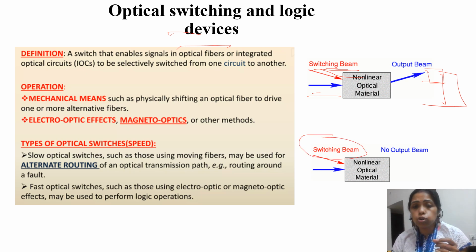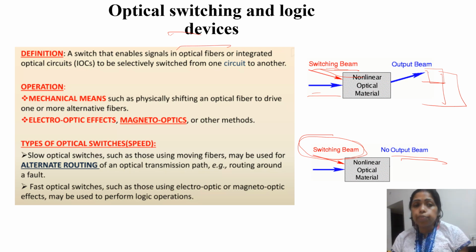Sometimes we need to modify the switching beam in such a way that it changes the phenomena of the material in a different way, so that with the interaction of the switching beam and the input signal, no output will come from the device. Okay, so this is the concept. Sometimes we need to pass the signal, sometimes we don't pass the signal, sometimes we deflect the signal into a different circuit. So this is the concept of optical switching.